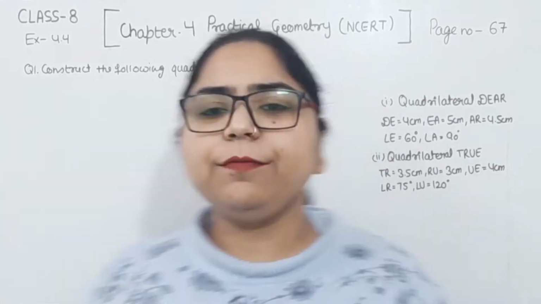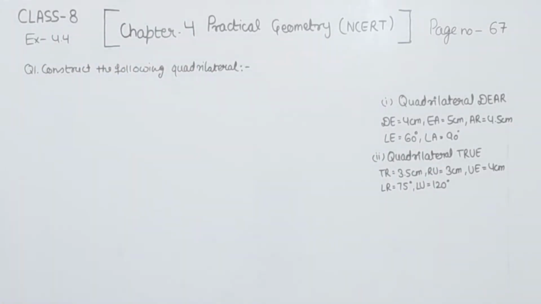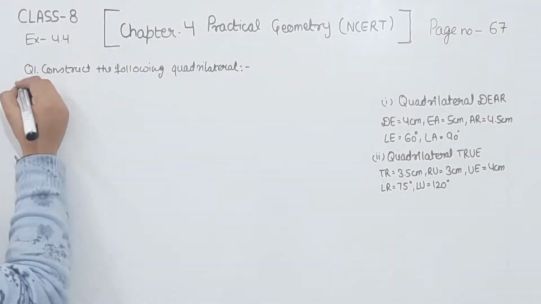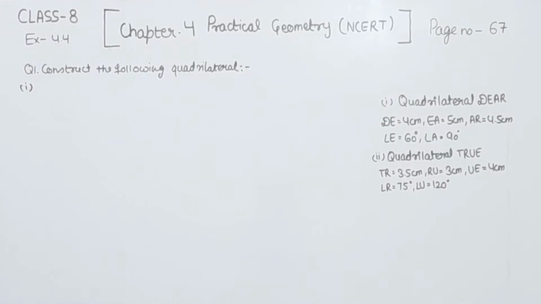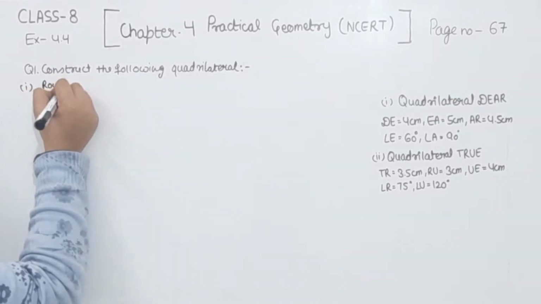Exercise 4.4, page number 67, question number 1. Construct the following quadrilaterals. So we are having two parts in the question. We are going to start with part 1. In part 1, we are having quadrilateral DEAR.